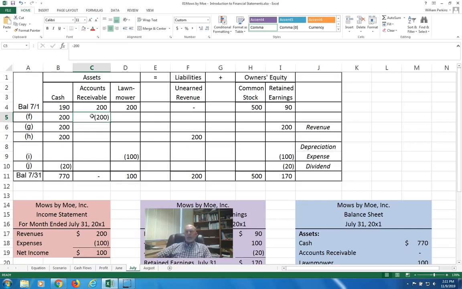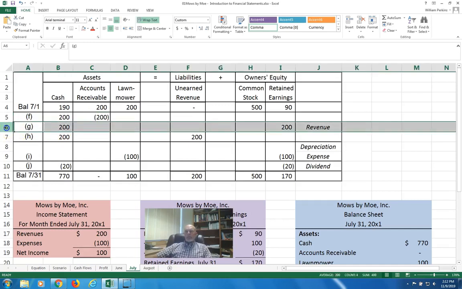Next thing we did was we mowed the yard and collected $200. So anytime you do the work, we're going to add under retained earnings the revenue, how much we earned from that. So that'd be $200. This time we did collect the money, so we're going to add $200 to cash. So cash went up, and so did retained earnings.